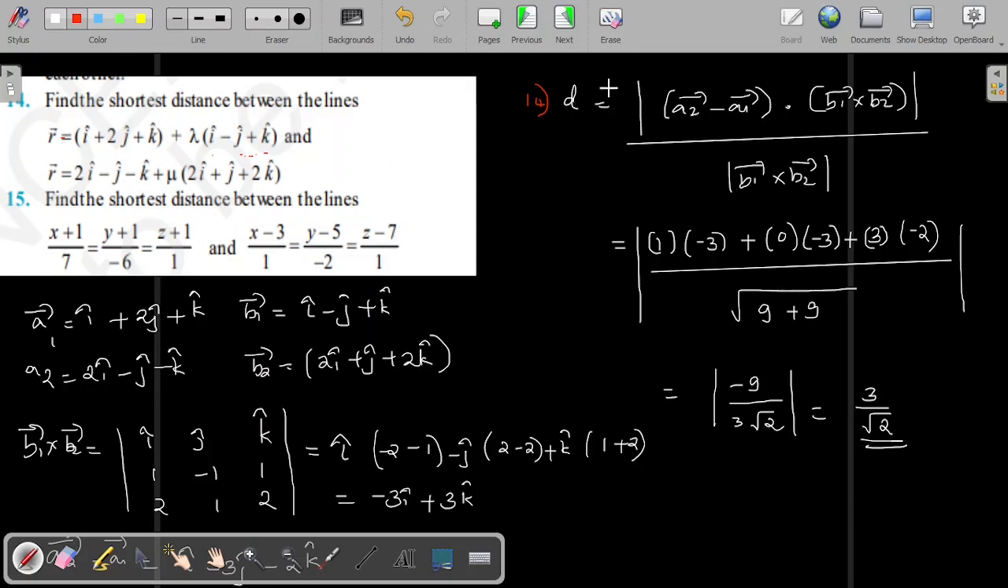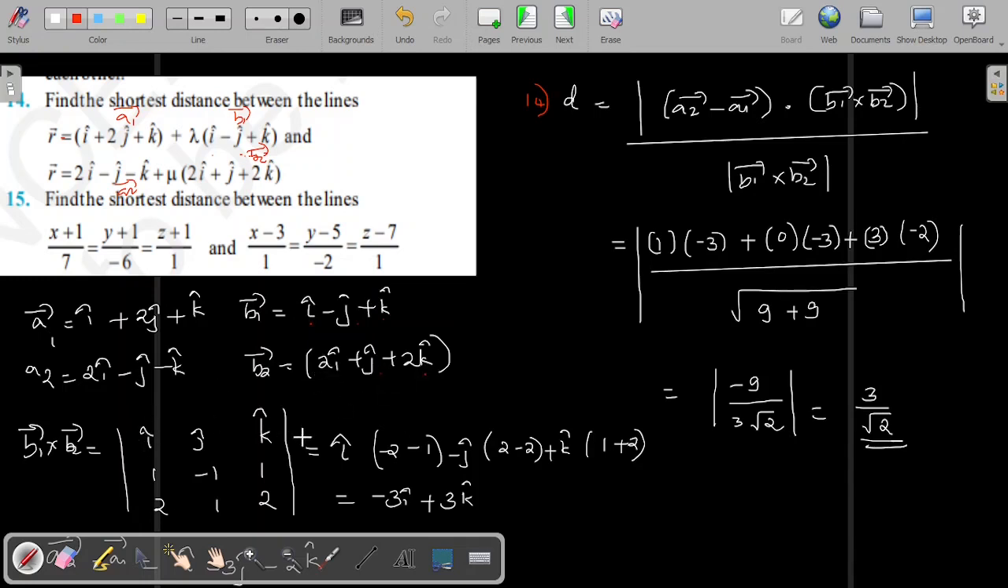So we have the formula D equal to A2 vector minus A1 vector dot B1 vector cross B2 vector by magnitude of B1 vector cross B2 vector. So let us identify which is A1 vector. This is your A2 vector. This is B1 vector and B2 vector. So I have written all this here. Now I want B1 cross B2. I hope you know how to find the cross product. Determinant i cap, j cap, k cap. Components of B1 vector 1, minus 1, 1 and components of B2 vector 2, 1, 2.